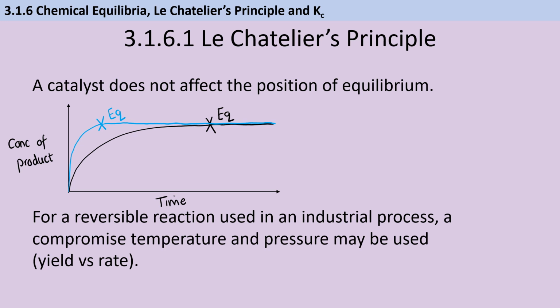You should also know that when we're thinking about industrial processes, we might need to make a compromise between the temperature and the pressure. So for instance, the Haber process is an exothermic forward reaction, and that means that raising the temperature would make less yield, but if we have the temperature too cold, then the reaction really slows down, and so we have to pick a compromise temperature.